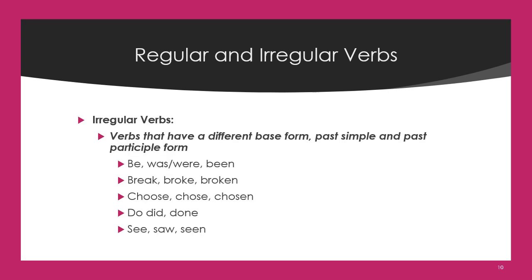The last category of irregular verbs are the verbs that have different base form, past simple and past participle. All three forms are different. Break, broke, broken, choose, chose, chosen, do, did, done, see, saw, seen. So, be, was, been. I see you. I saw you. I had seen you. Or I have seen you. In any of the cases, the three verbs that we're using, the first form, the second form, and the third form, they're all different.